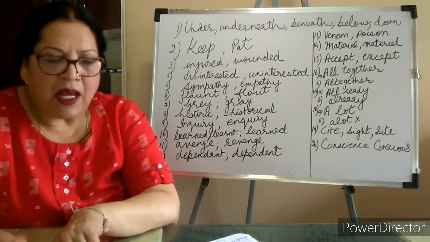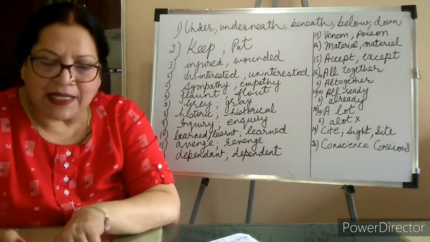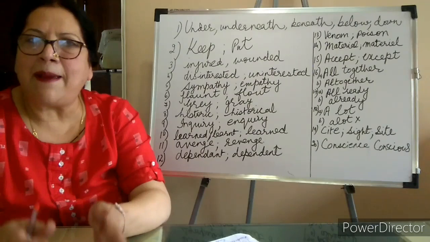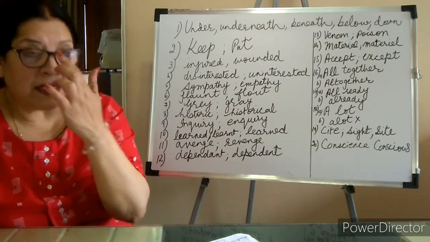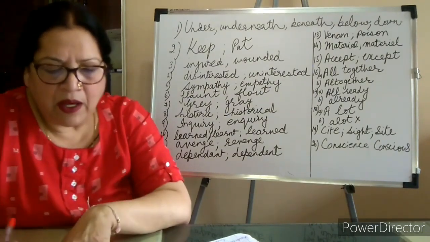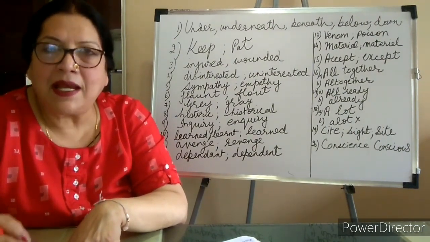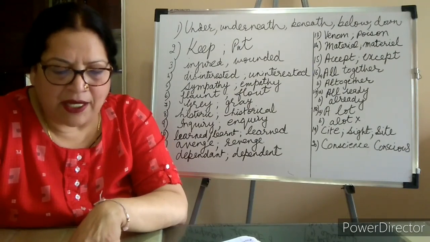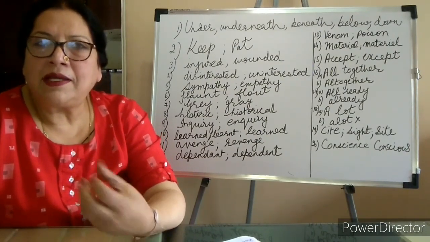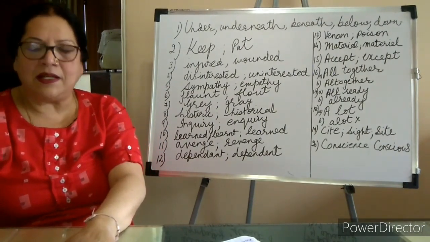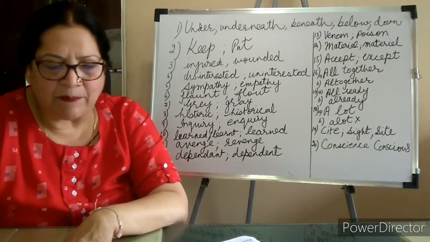Next example, he lives in the flat below mine. Now flat, so that means it's the same building, it's connected, but the flat below. Then another example, it's below his dignity to apologize. Now, his dignity is connected to the person, okay? So it is below his dignity to apologize.